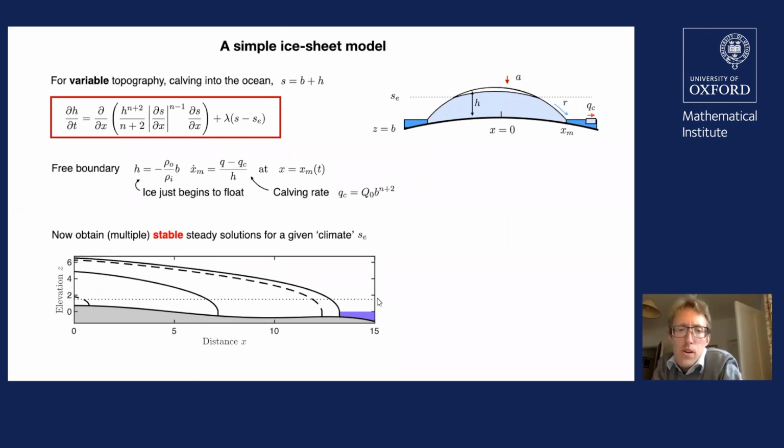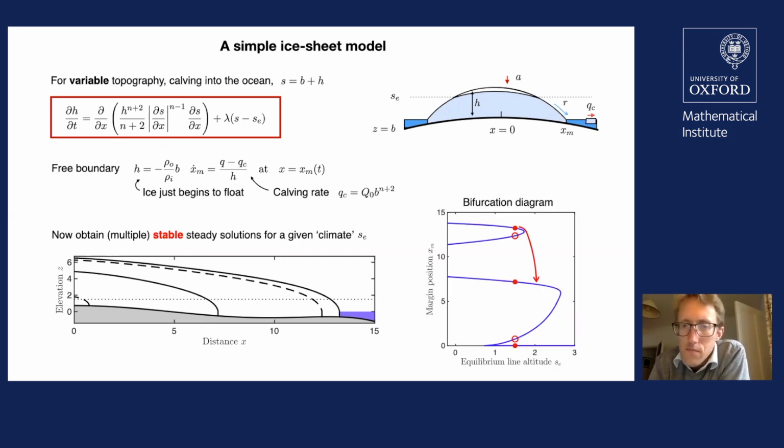So this is quite an important point because it says that the size of the ice sheet is not just determined by how hot the climate is. It might be determined by the history in terms of which state it's in. And so from this kind of model, you can produce a bifurcation diagram. So what you see here is the height of the dashed line along the x-axis, and then the position of the edge of the ice sheet on the y-axis. And the dots are showing the solutions that you see on the left.